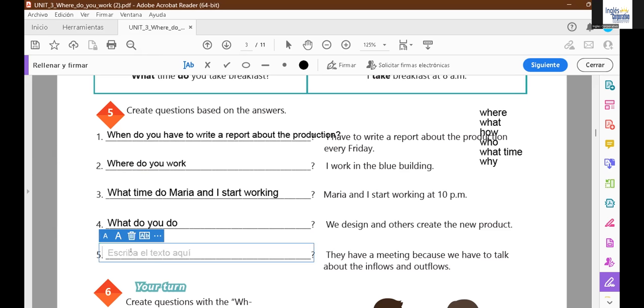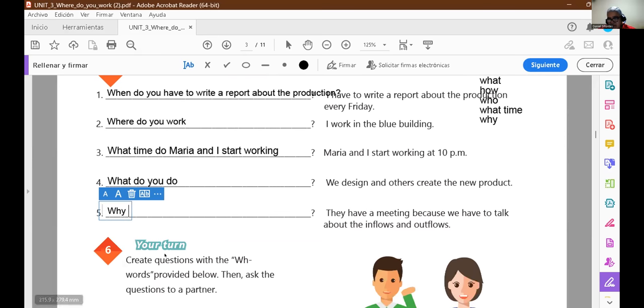Question five. They have a meeting because we have to talk about the inflows and outflows. The inflows, what's that? Inflows, los ingresos. Outflows, la salida. Okay, so they have a meeting because we need to talk about the inflows and outflows. Question: why do they have a meeting? Why do they have a meeting? Perfect.